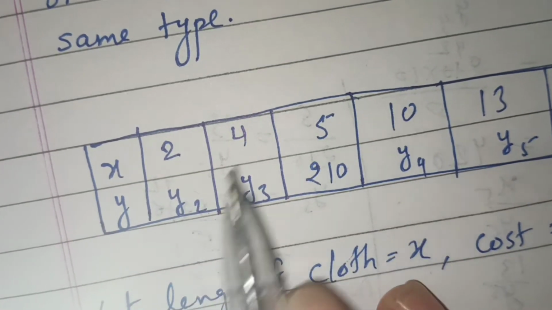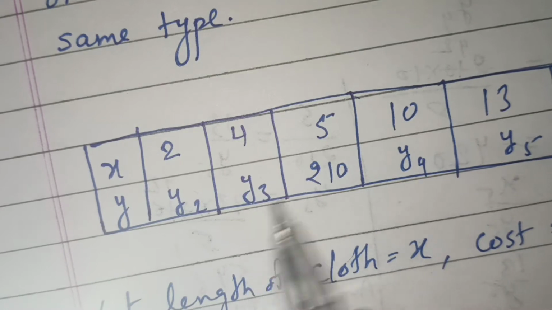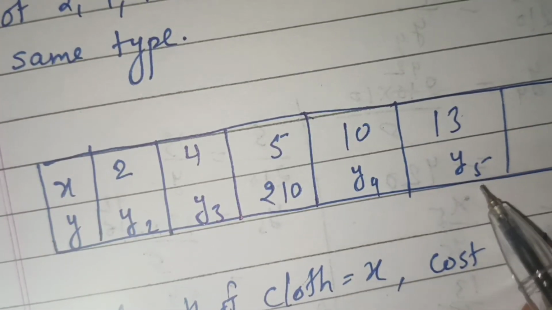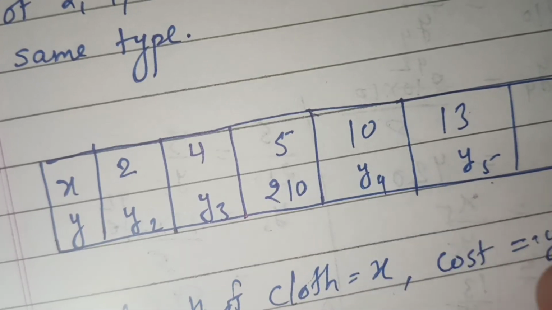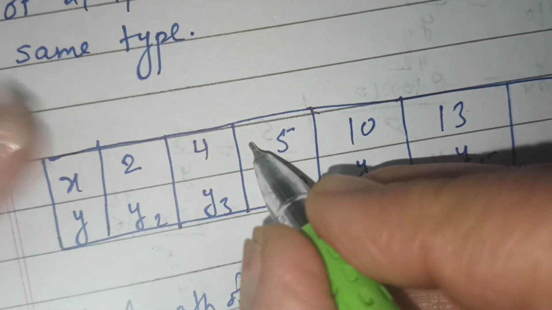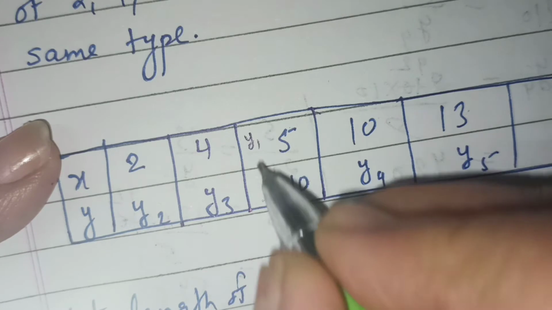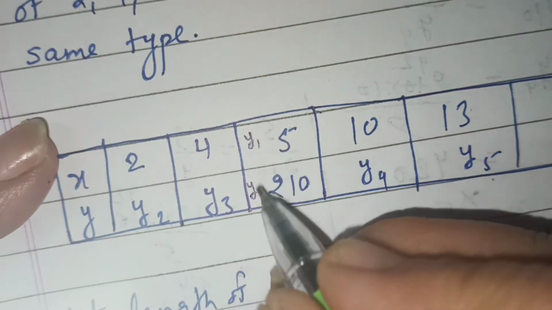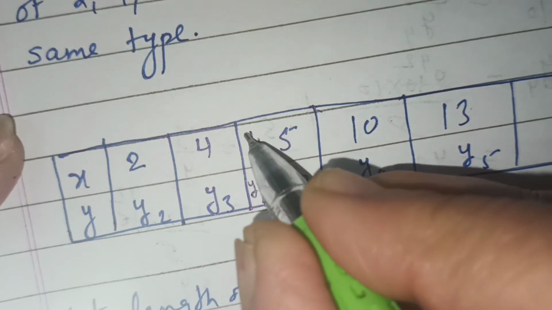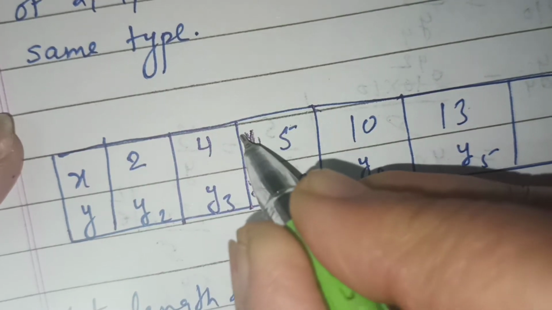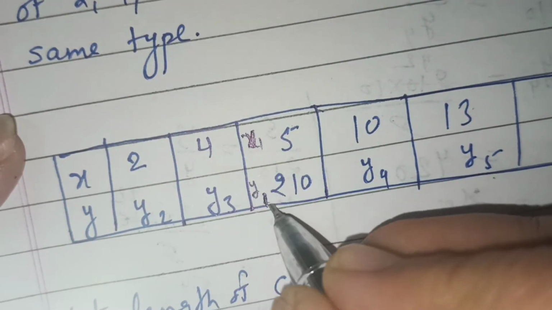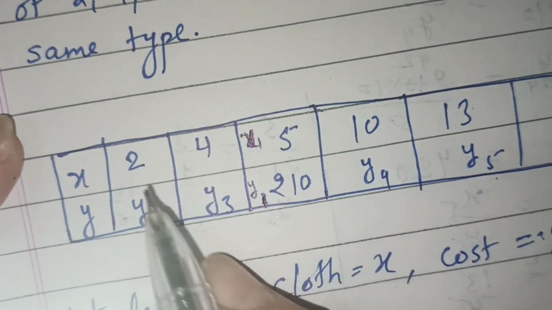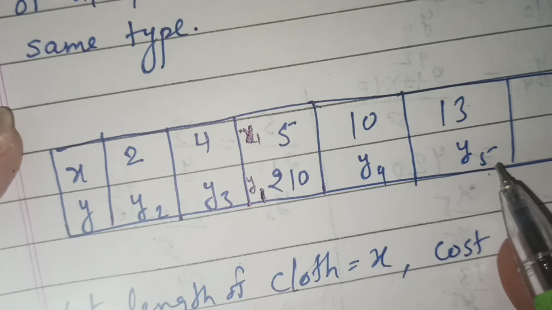For 2 meter we don't know, for 4 meter we don't know, for 10 meter cost we don't know, 13 meter cost we don't know. We are taking x1 and y1, this we know. x1, y1 we know, and we have to find y2, y3, y4 and y5.